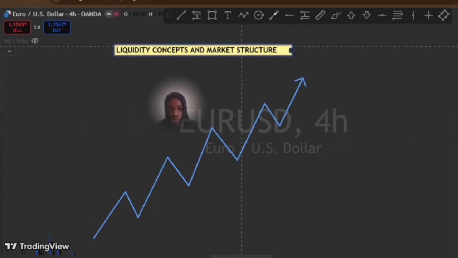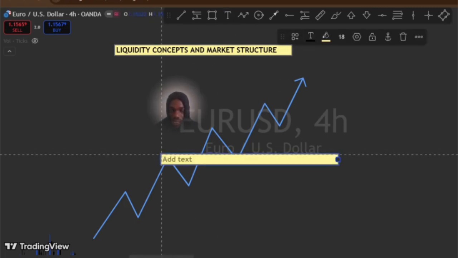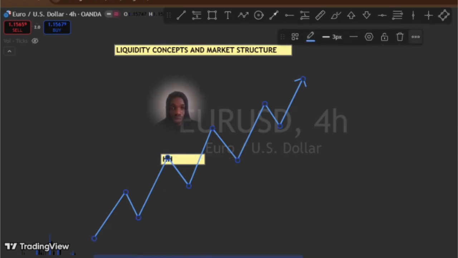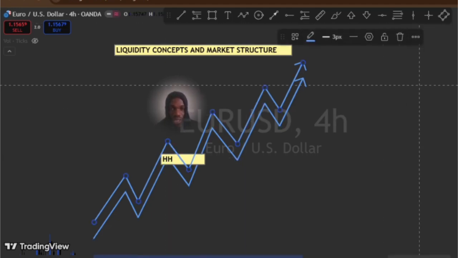At this point we are seeing a higher high. Around here, we could see another higher high. So as a beginner trader, what is stopping you from being profitable?